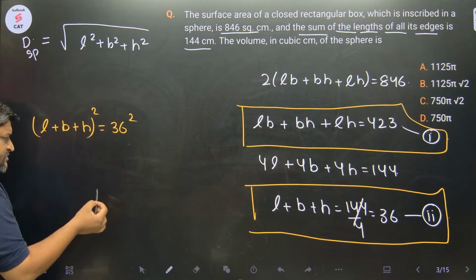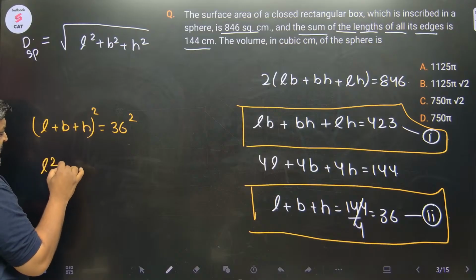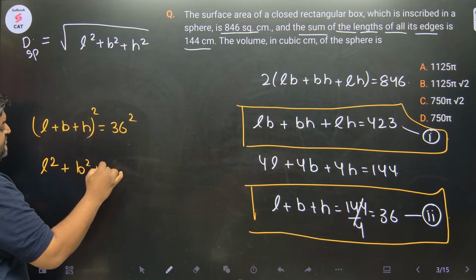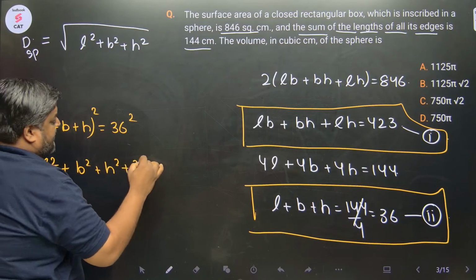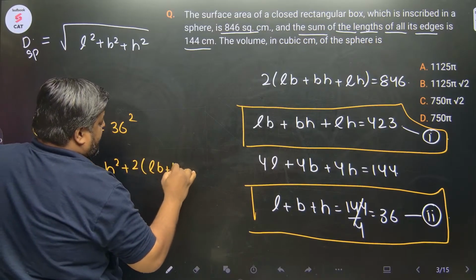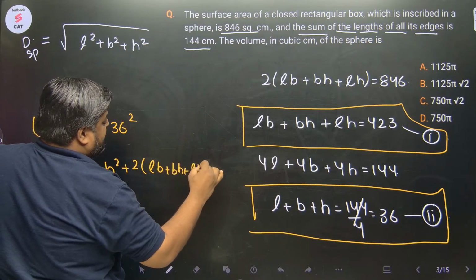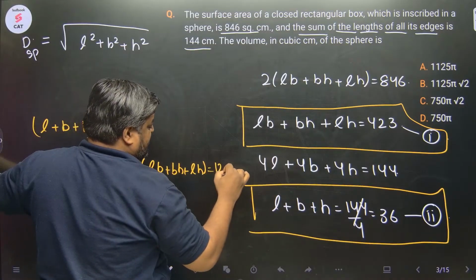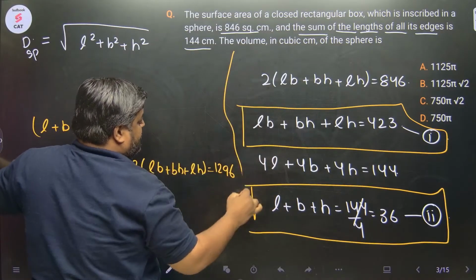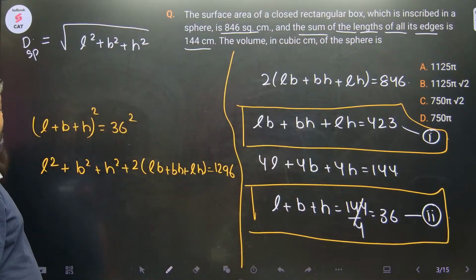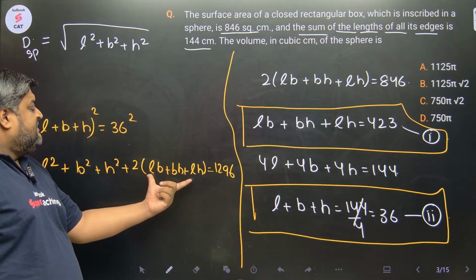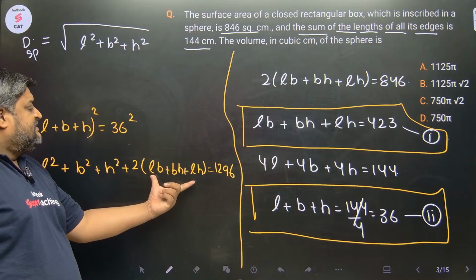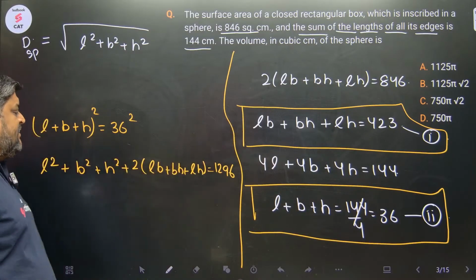And what is (A plus B plus C) whole square? That's A square plus B square plus C square plus 2 times (LB plus BH plus LH) equals 36 square. How much is that? 1296. Sorted. And somewhere I already have its value. I have its value as 423.